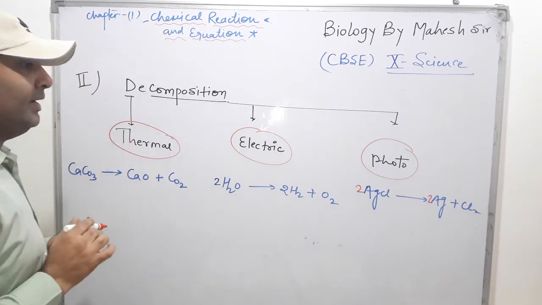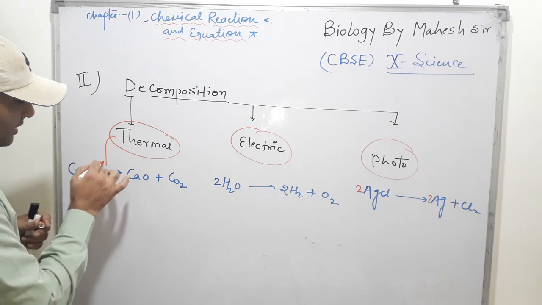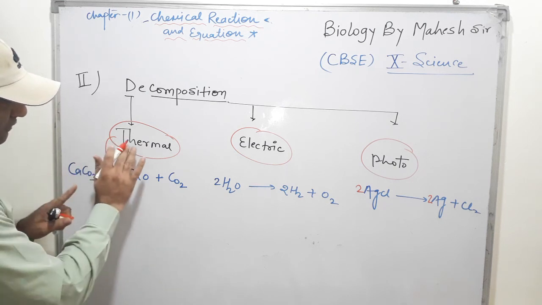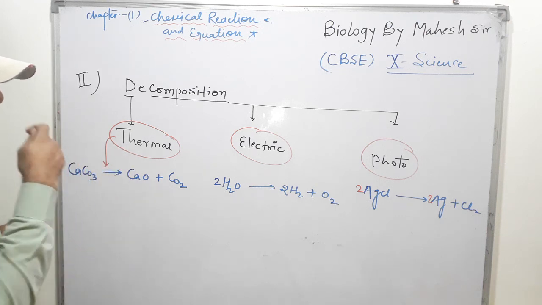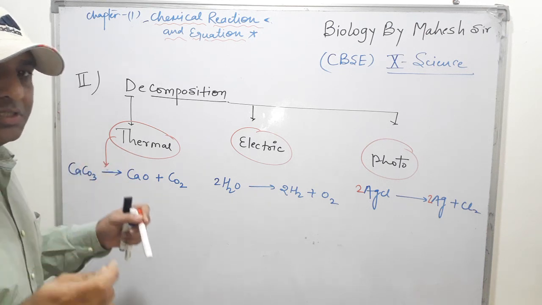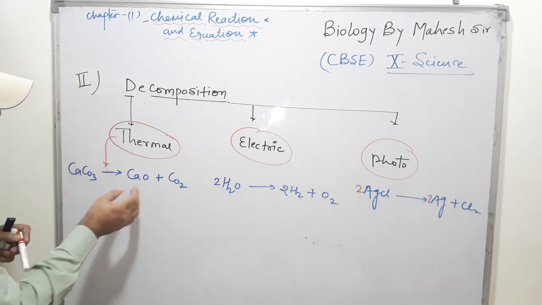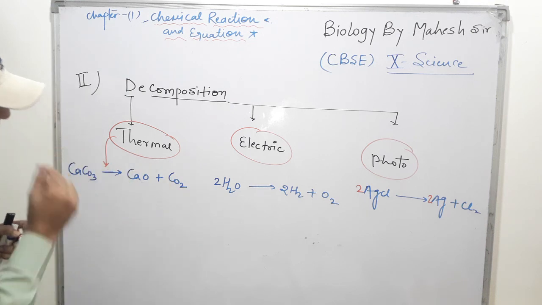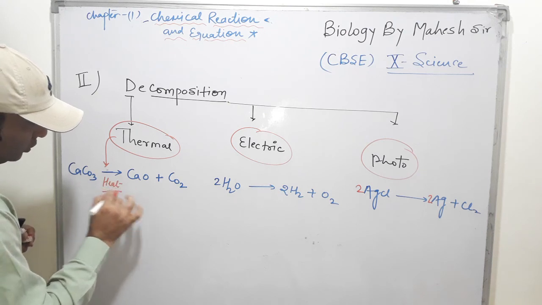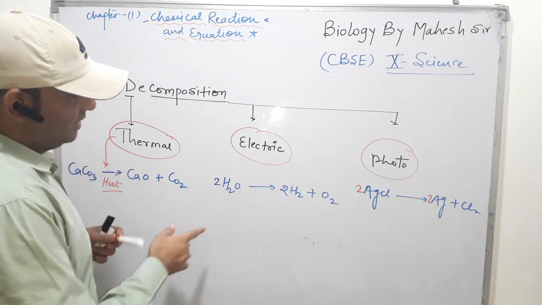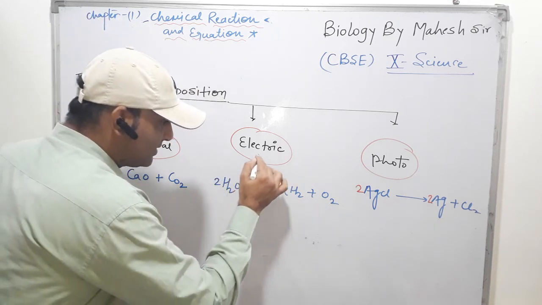It completely depends on the activator of decomposition, meaning which type of activator is used to decompose the chemical. So first is thermal decomposition, the type of decomposition in which thermal energy, that means heat, is generally used to decompose the substance. So calcium carbonate uses heat to divide into CaO plus CO2. So here the heat is used to decompose it.